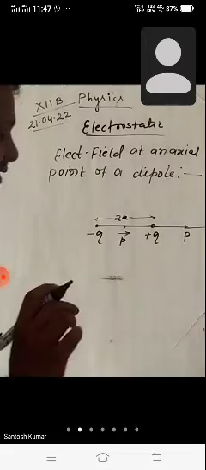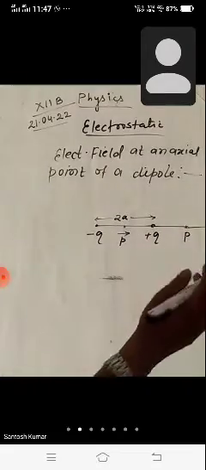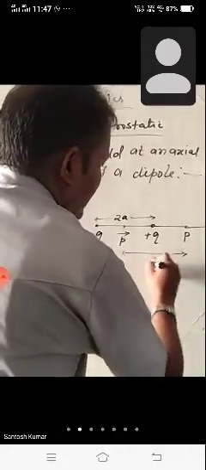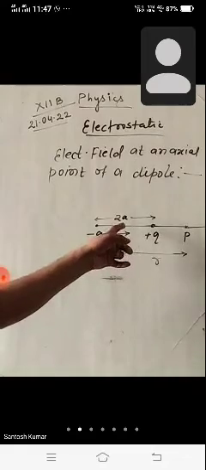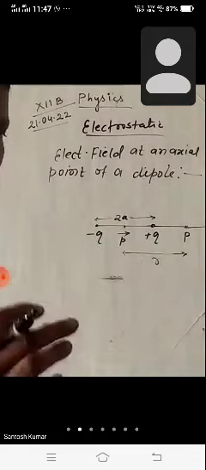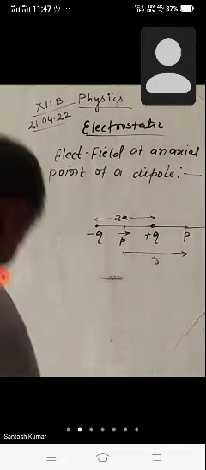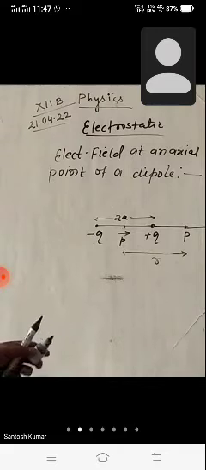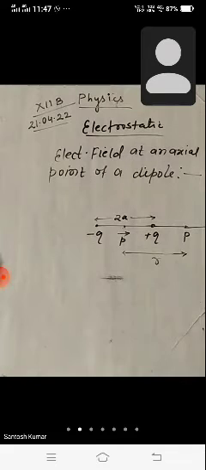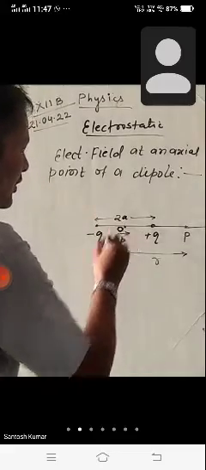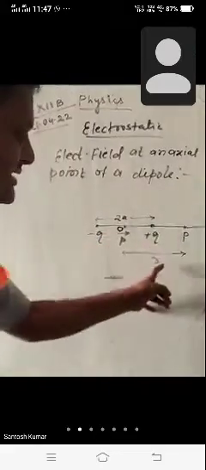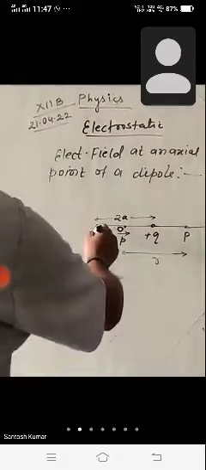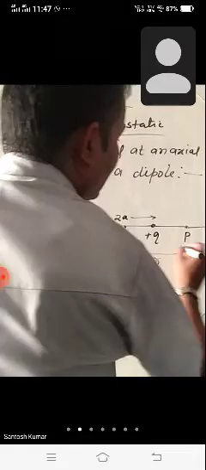Clear? So this point P, where is it situated? This point P is at a distance r from the midpoint. In the case of a circle, we always find the distance from the center. Just like that, here the point location is at r from the center, which you can write as O. From O, this point is at distance r. Now, two electric fields will be set up. So this is also an electric field and this is also an electric field.